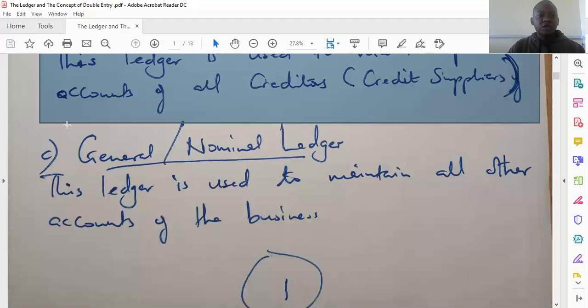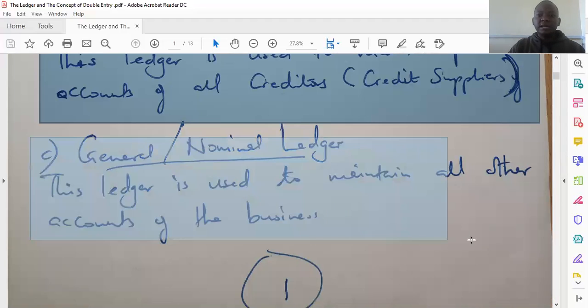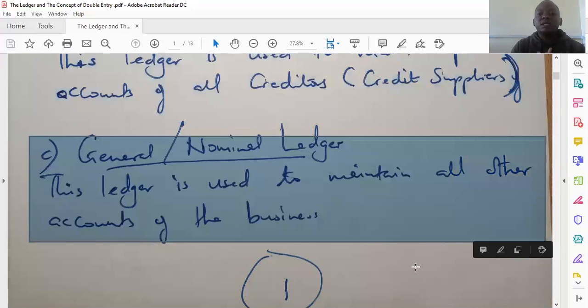And then the third division of the ledger is the general ledger. The general ledger is used to maintain all other accounts of the business. Any other account that doesn't fall under the creditors ledger and doesn't fall under the debtors ledger will fall under the nominal ledger. Like we have the expense accounts like electricity, rent expense, transport expense, advertising, marketing expense, stationery, sales, purchases. All these accounts that don't fall under debtors and creditors will fall under the nominal accounts.